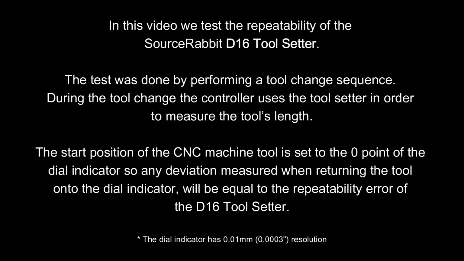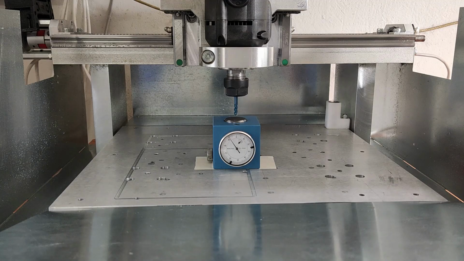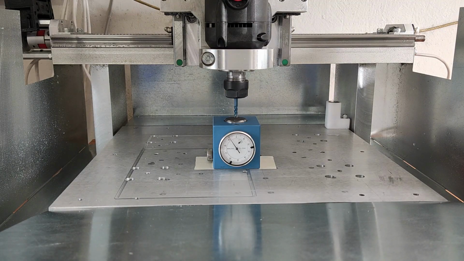The start position of the CNC machine tool is set to the 0 point of the dial indicator, so any deviation measured when returning the tool onto the dial indicator will be equal to the repeatability error of the D16 Tool Setter. To start the test, we preload the dial indicator until it reaches 0.